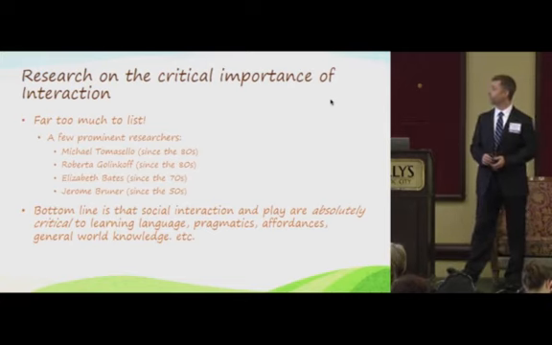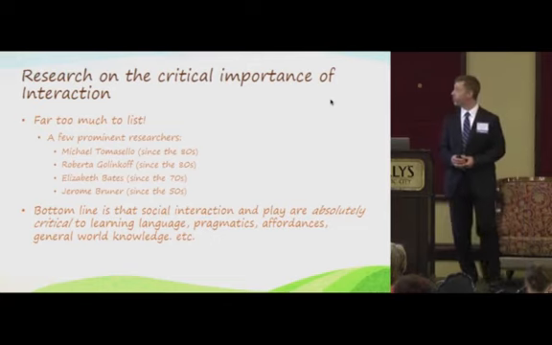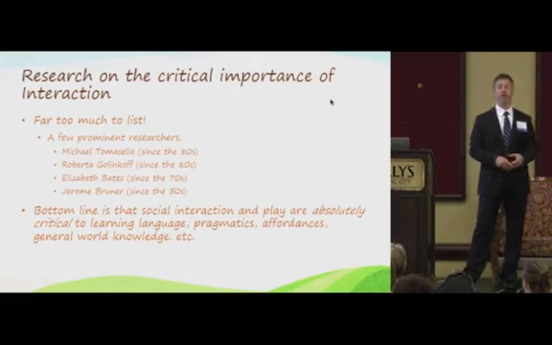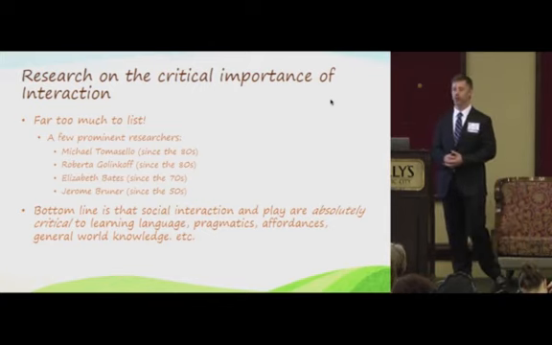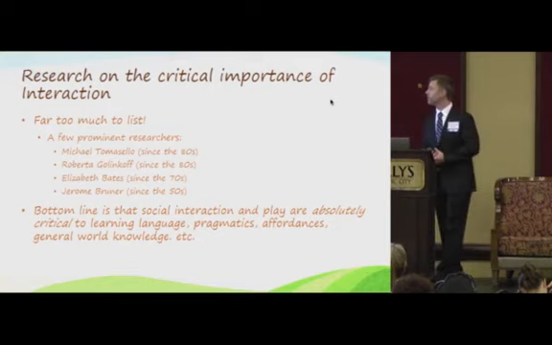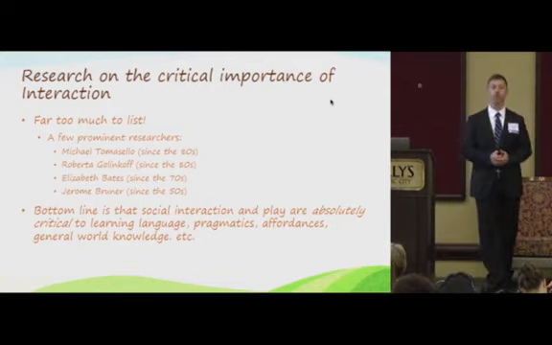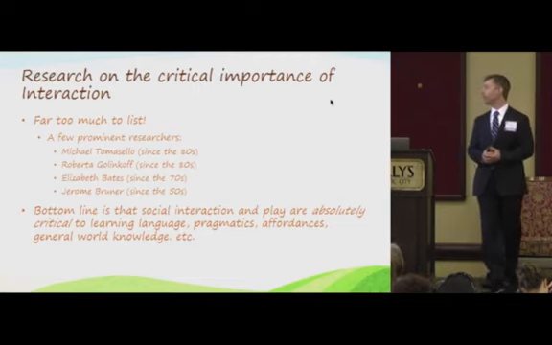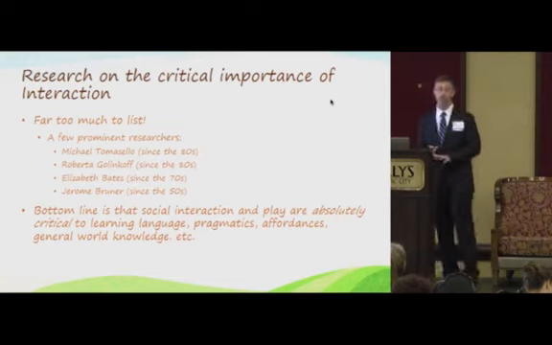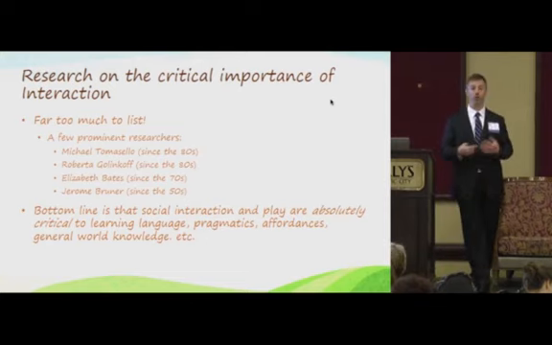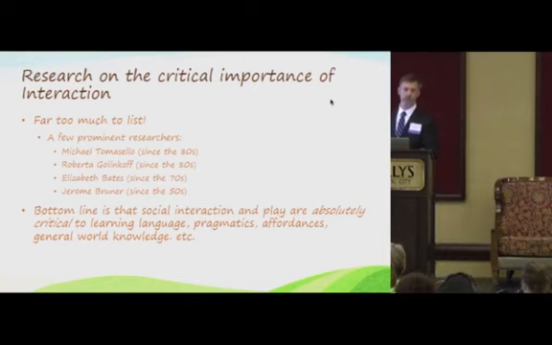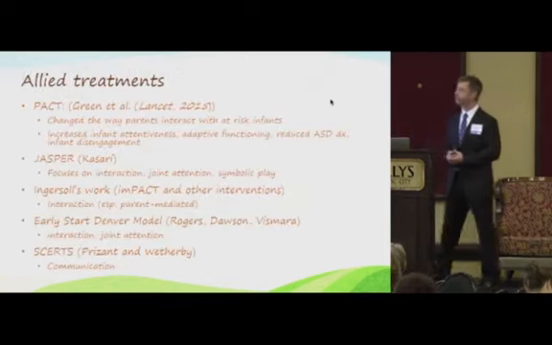Elizabeth Bates, since the 70s, has been publishing, and Jerry Bruner, who's at NYU, has been publishing since the 50s on this stuff. There is a huge literature on this, right? That interaction is really, really important. The bottom line is that social interaction and play are absolutely critical. You can't do without them if you want kids to learn language, pragmatics, if you want them to learn about the world, general world knowledge, affordances, what do you do with objects, what are they for? You have to have that input. You can't do without social interaction.